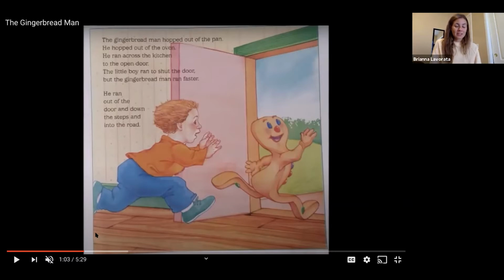Oh my goodness. So now we can see, okay, so in the beginning of my story, we introduced an old man, an old lady, a little boy, and a gingerbread man. We can also include that they were cooking in a kitchen. They were baking a gingerbread man in the kitchen. And now he started to run away.